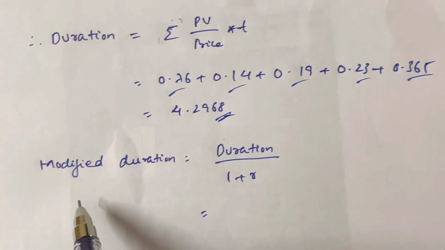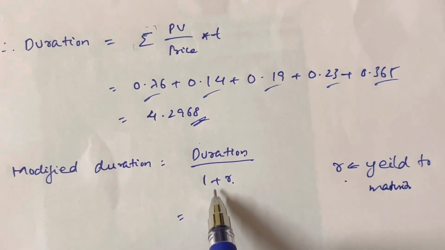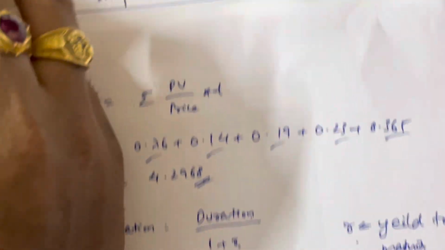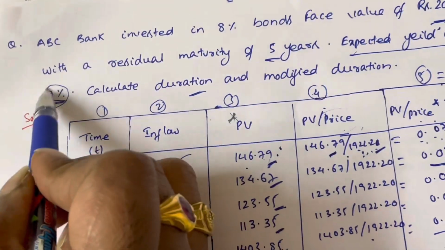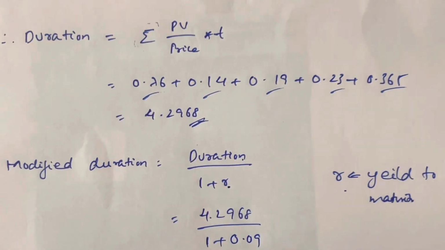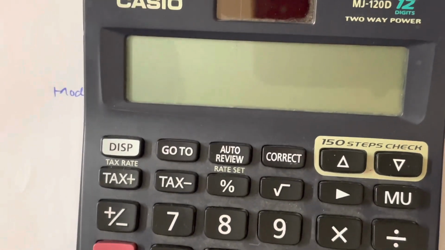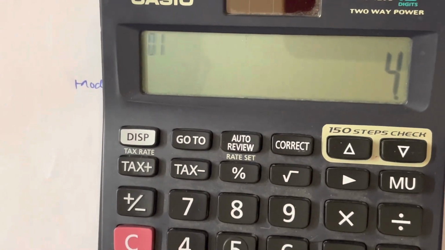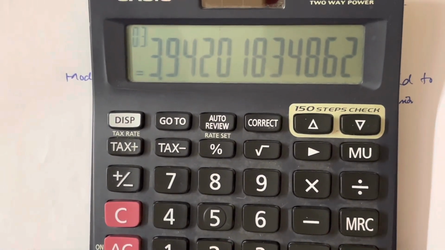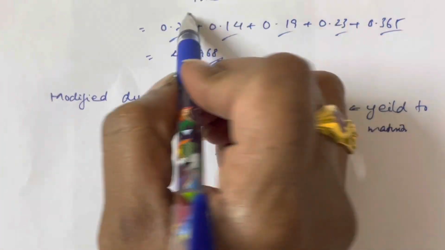Now coming to modified duration. Modified duration means duration by 1 plus R, where R is yield to maturity. The duration is 4.2968 by 1 plus the yield to maturity. In the given question the expected yield is 9%, so 0.09. So 4.2968 by 1.09, if we use a calculator, will give 3.942. So this is how we have to calculate duration and modified duration.